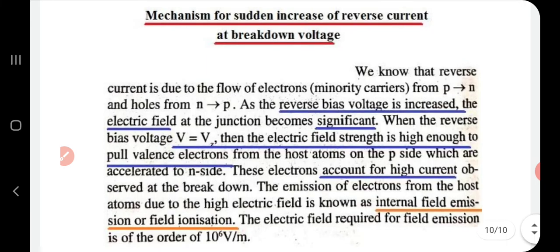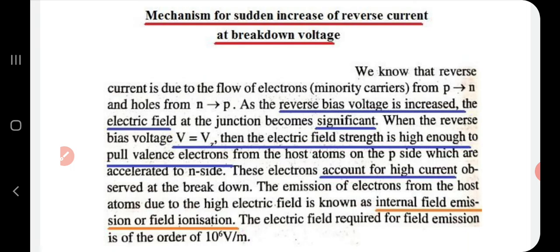Now, the mechanism behind the sudden increase of reverse current at breakdown voltage is that when the reverse bias voltage is increased, the electric field becomes significant. Just note the underlined portions. Then, the electric field strength is high enough to pull valence electrons, and this naturally results in the high value of current observed at breakdown. So, that's the reason. This will result in the high value of current observed in the breakdown region.